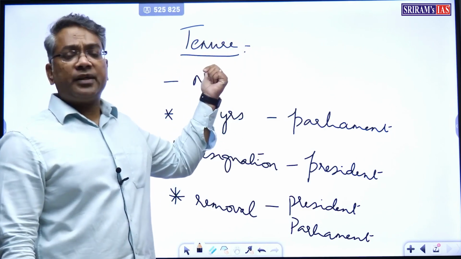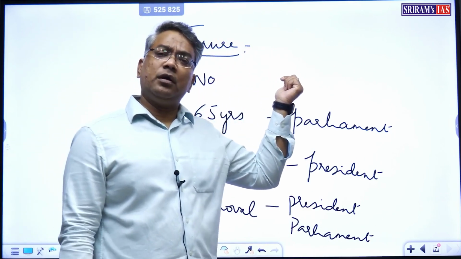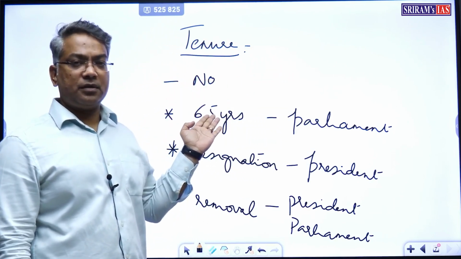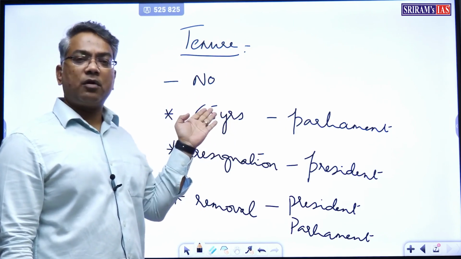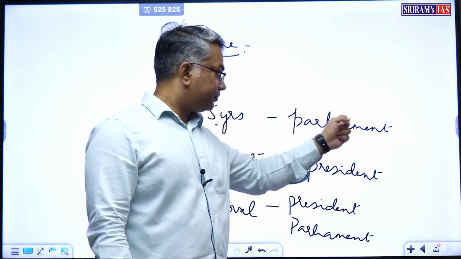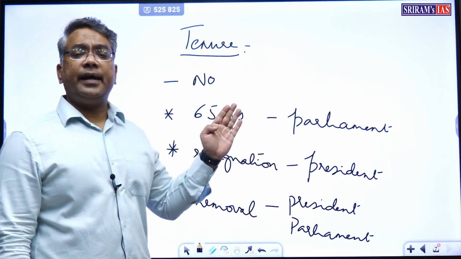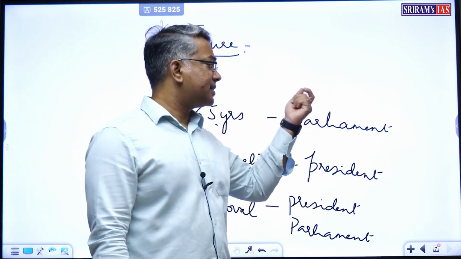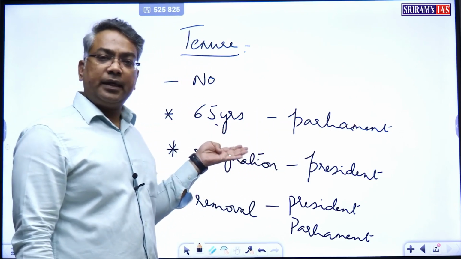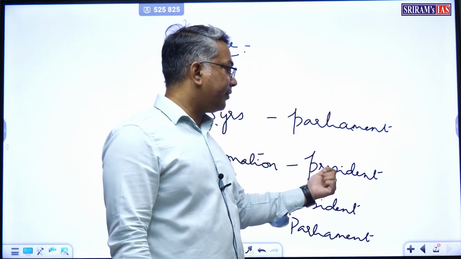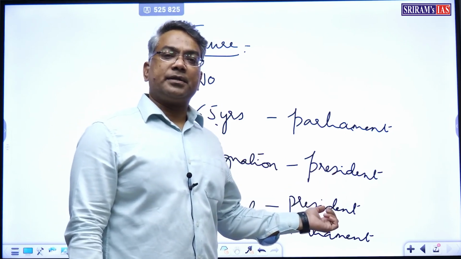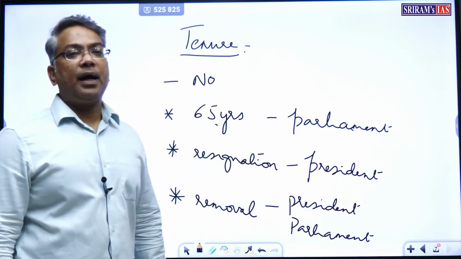So the Constitution has not fixed the tenure of the judge of the Supreme Court. It has made 3 provisions. First, the judge of the Supreme Court holds office until he attains the age of 65 years, and any question regarding the age is determined by such authority and in such manner as provided by the Parliament. Second, resignation: he can resign his office by writing to the President. Third, removal: he can be removed by the President on the recommendation of the Parliament.